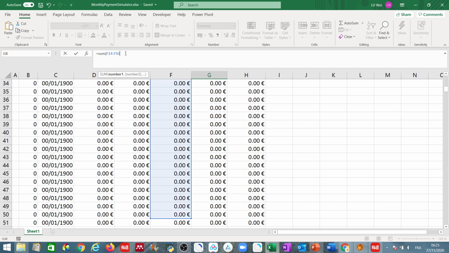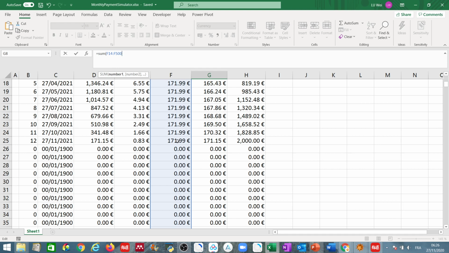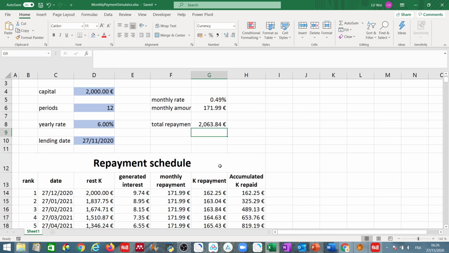We can go as far as we can. We have defined that the period should not be greater than 480, so we can just input a great number to make sure that all rows are included. And don't worry, after the last period of payment, there's only 0 under it. So we can input a great number, 500 or 5000, it doesn't matter. In this way, we can figure out how much money in total we have paid.